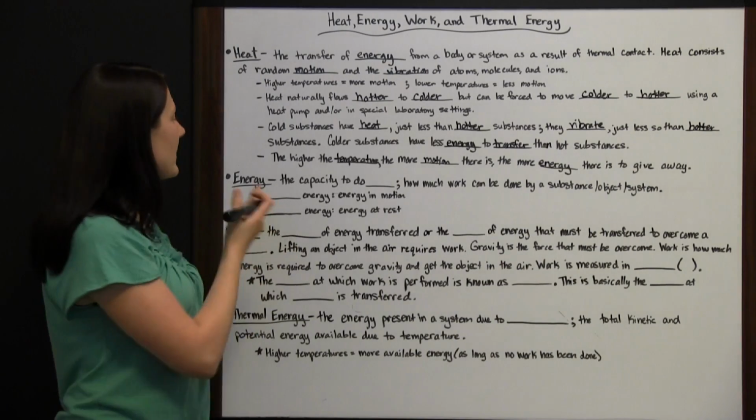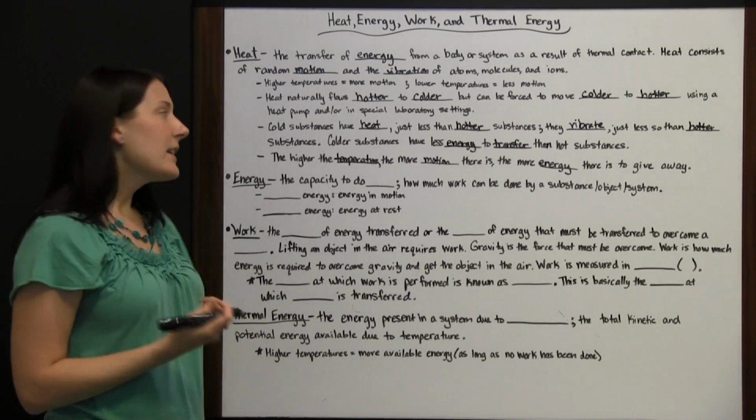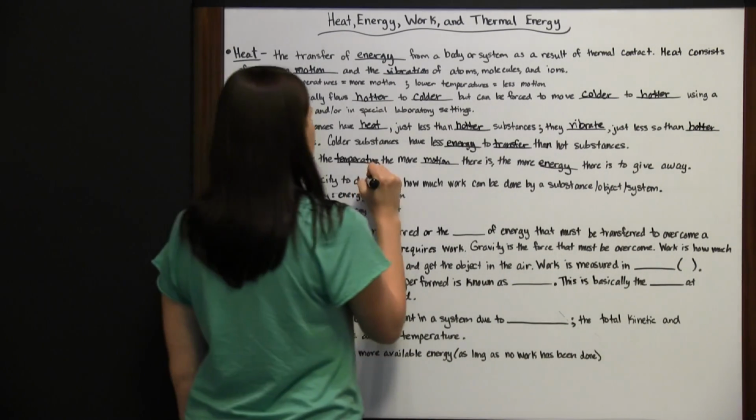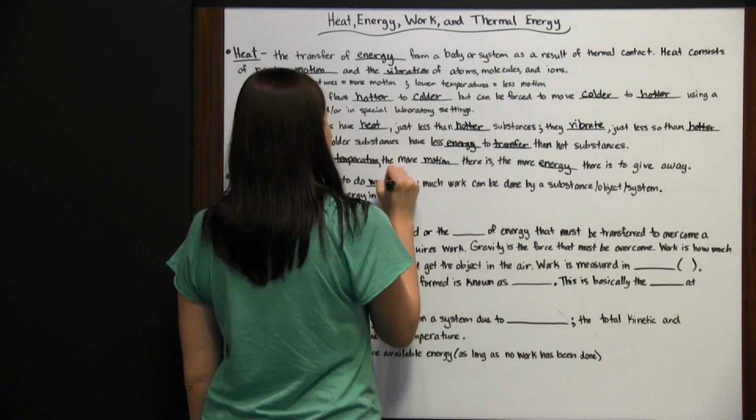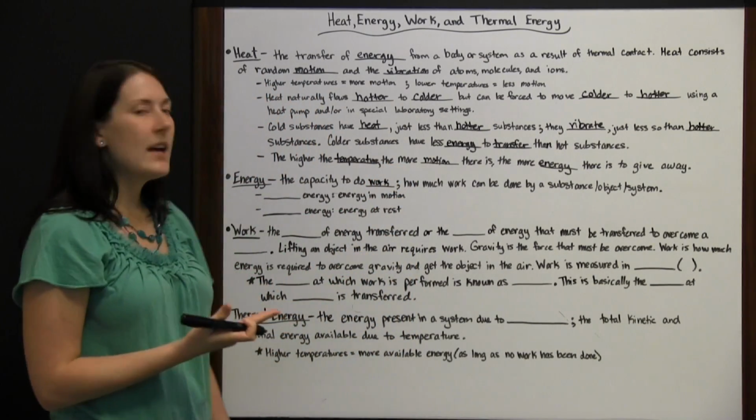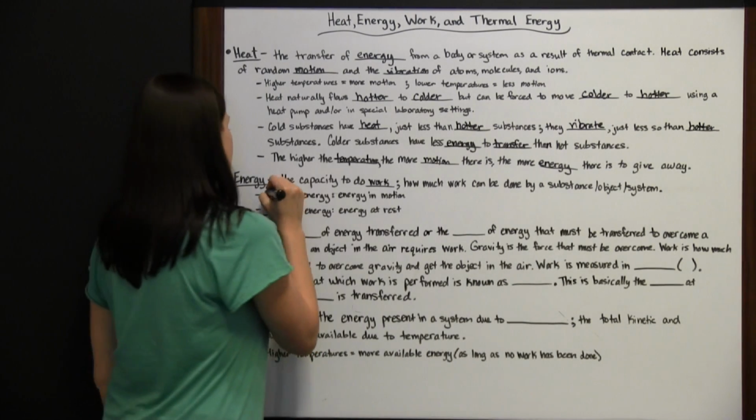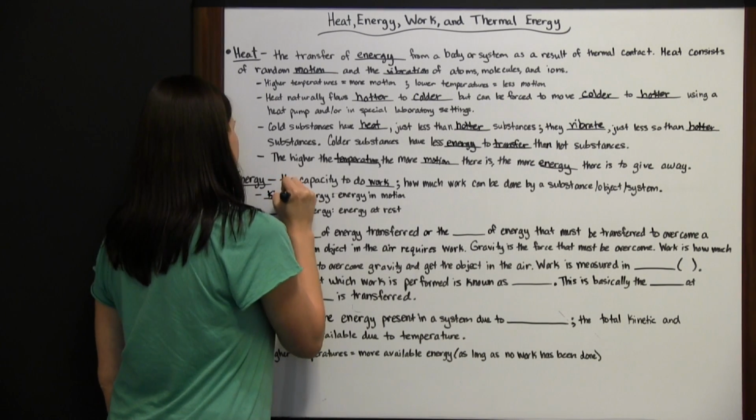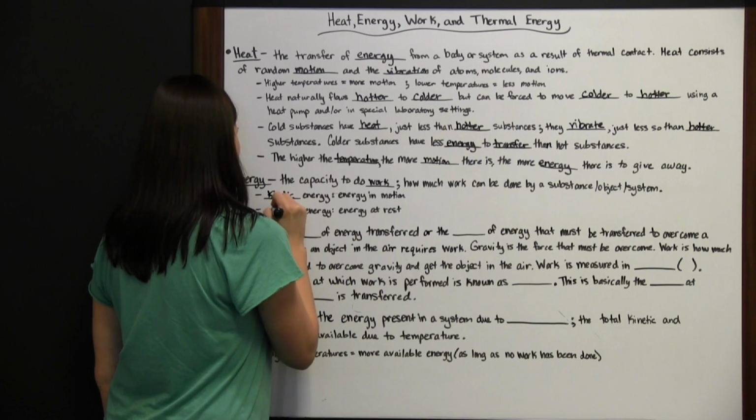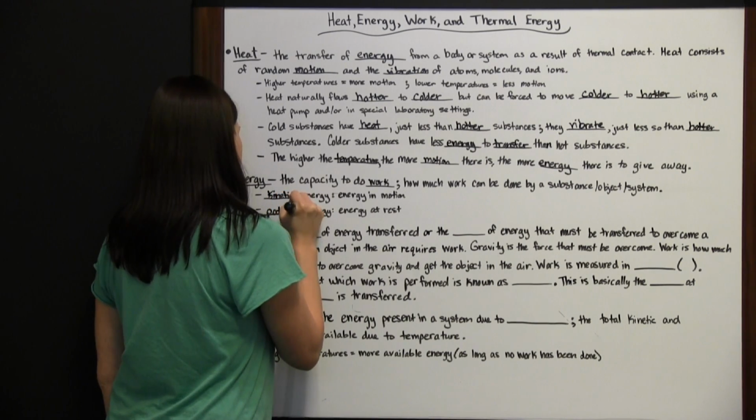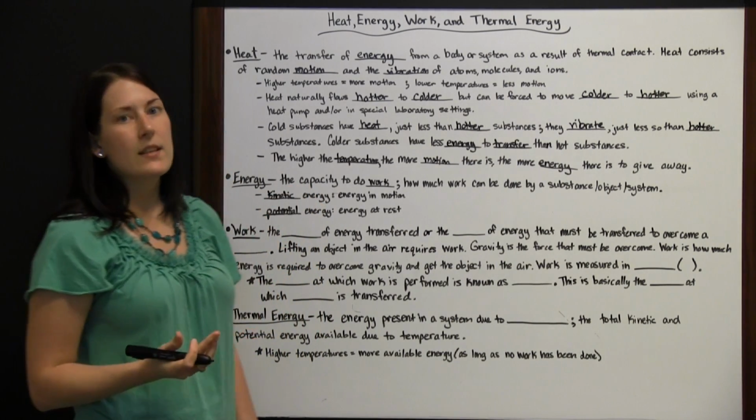So now, let's talk about energy. Energy is the capacity to do work, or a measure of how much work can be done by a substance, object, or system. Kinetic energy refers to energy in motion. Potential energy refers to energy at rest.